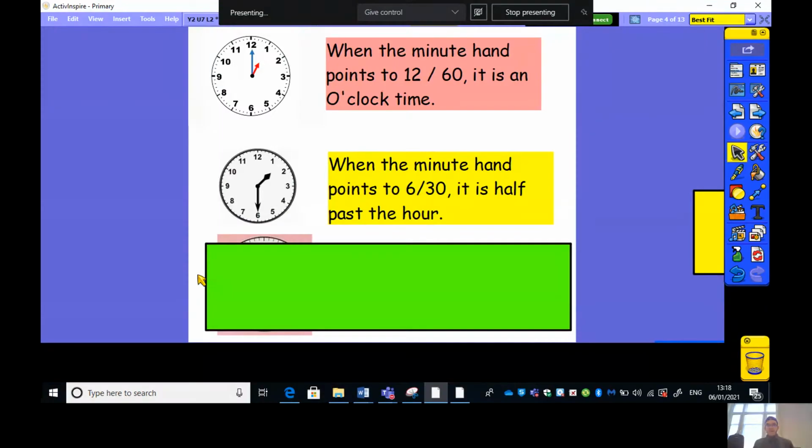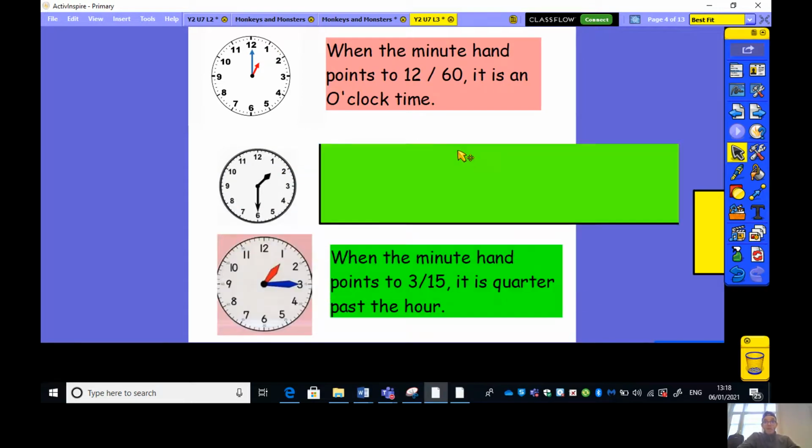So we learned that last year, o'clock and half past. When it's an o'clock time, the minute hand, the long hand, points directly at the 12. When it's half past the hour, the long minute hand will point directly at the 6, and the hour hand will be between two numbers, because the hour hand only points directly at an hour number when it is o'clock.